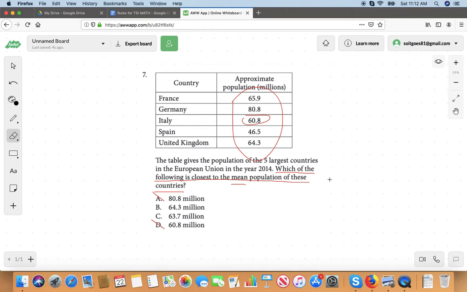60, that 60.8 just feels too small. Something in the mid-60s feels about right. Okay, and it is either answer choice B or C. Okay, let's carry out the operation now.